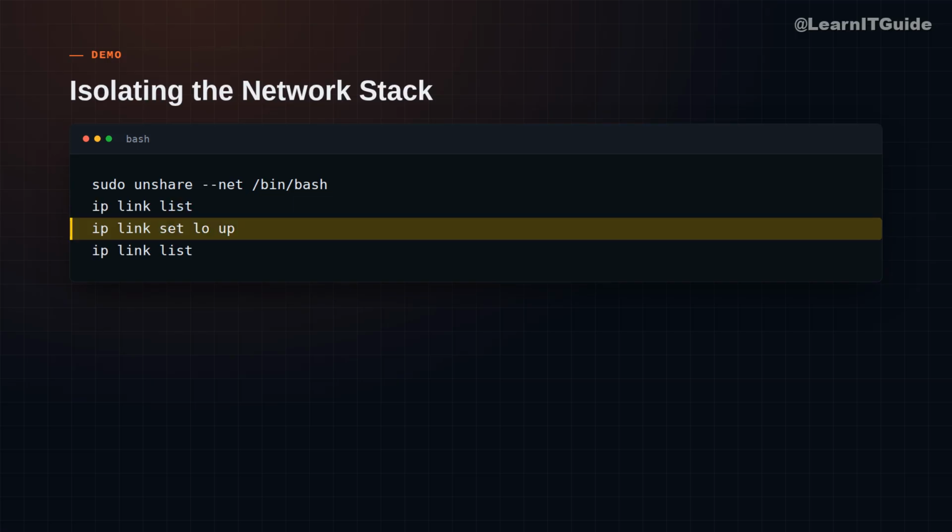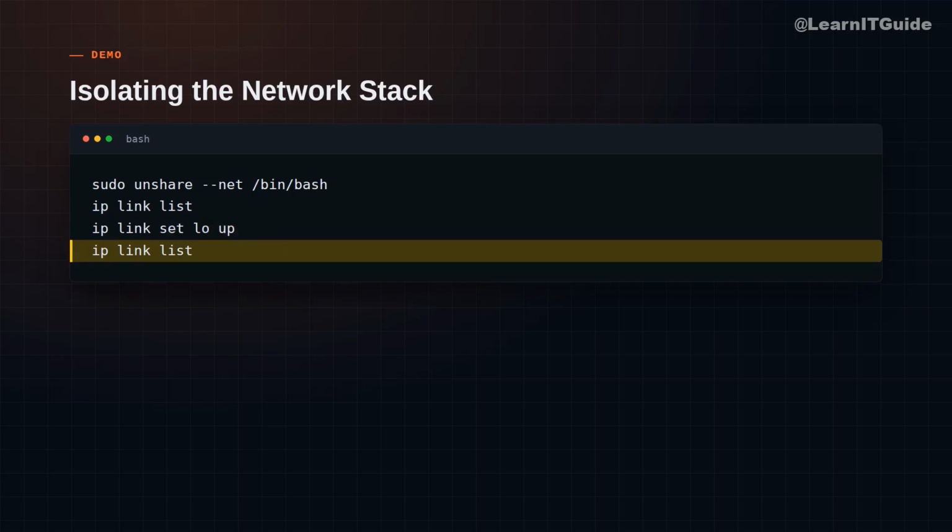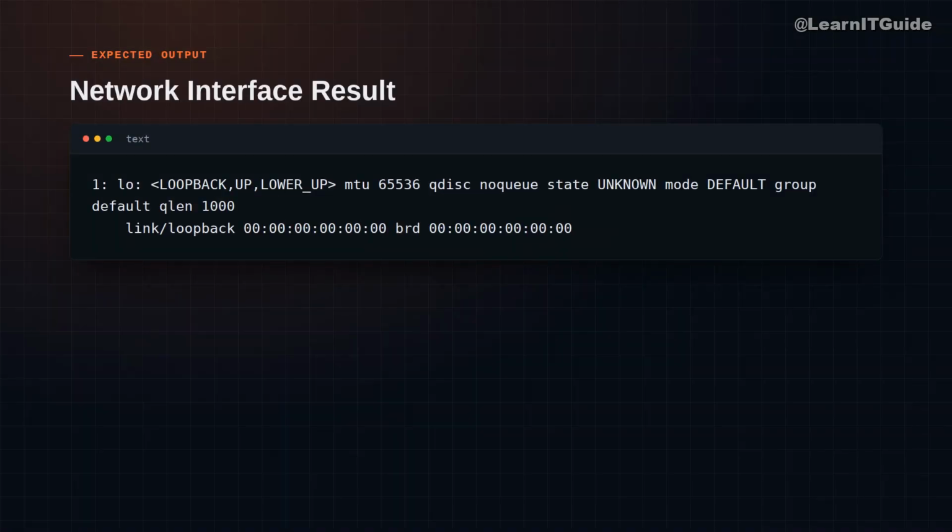On line 3, we bring up the local loopback interface. When we run the list command again on line 4, our loopback interface appears. We have created a network environment that has no access to the host's network interfaces. The output confirms our loopback device is up. Note that there are no physical interfaces like Ethernet or Wi-Fi here. They are hidden from this namespace. This is how container runtimes start a container with a clean, isolated network environment.